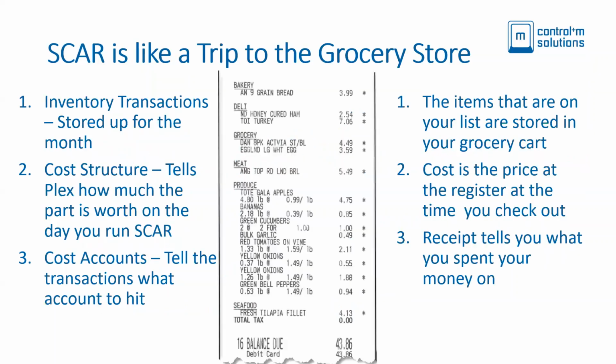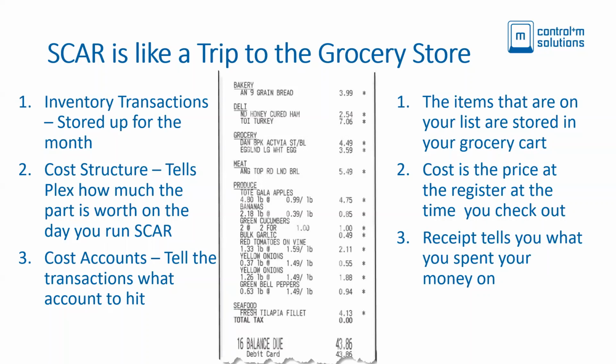I wanted to find a way to summarize how SCAR works to make it really clear. And the best example I could come up with was grocery shopping. Even though it doesn't take a week or a month to shop, well, if it does, maybe you might want to consider your shopping habits. But anyway, if you think of the things that you put into your cart as the transactions in Plex, imagine SCAR filling up its grocery cart with transactions just waiting to check out.